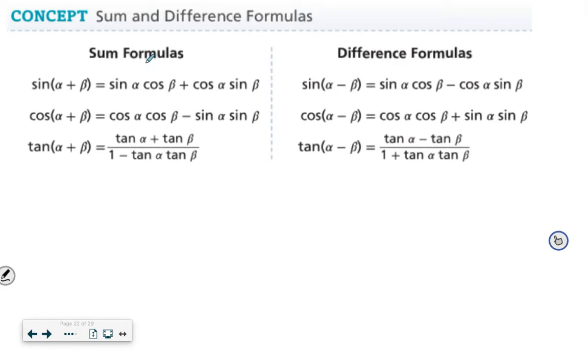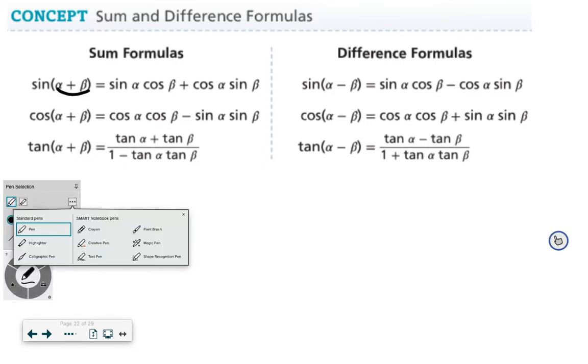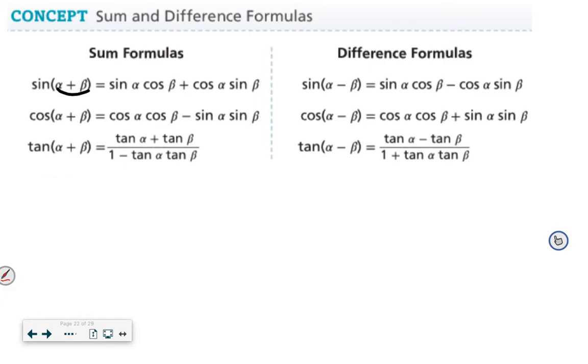Today we are going to learn sum and difference formulas of trigonometric functions. We are supposed to know that, ladies and gentlemen, if you are adding two angles of sine, you are going to write this as sine alpha times cosine beta plus cosine alpha times sine beta. So if this is positive, then this is going to be positive as well.